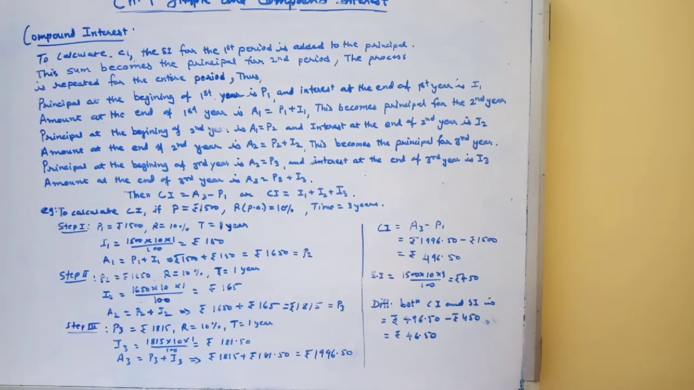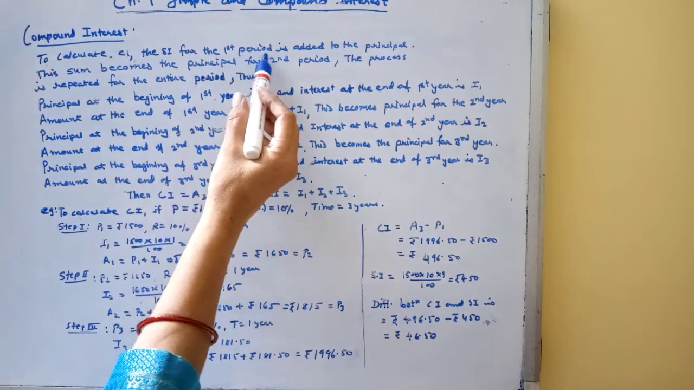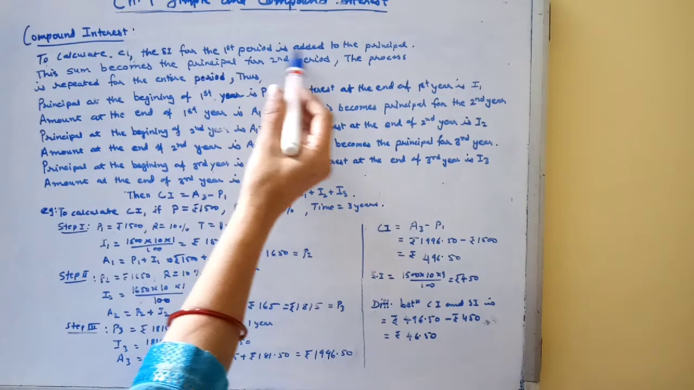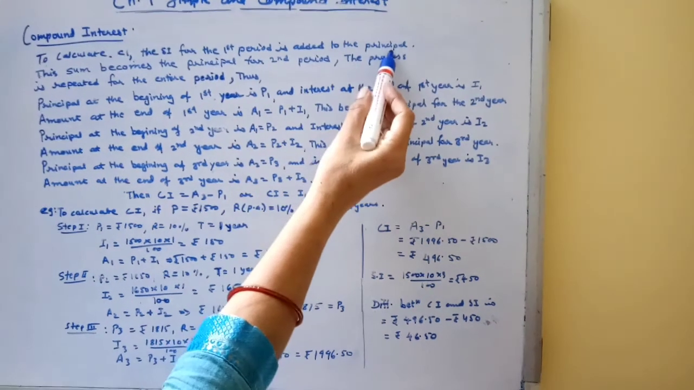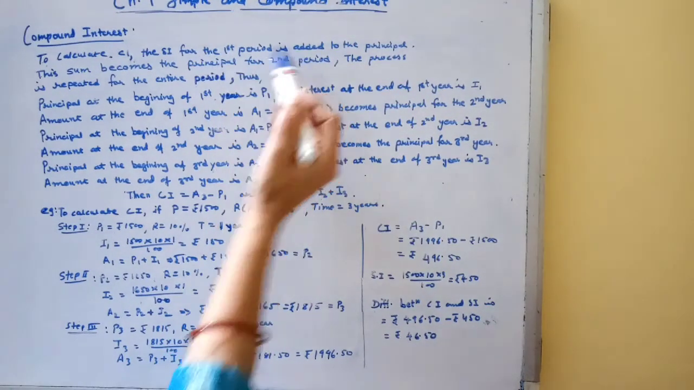Our next topic is compound interest. In this chapter, we will learn how to calculate compound interest with the interest compounded annually only. Now look at the board. To calculate compound interest, the simple interest for the first period, that is the first year, is added to the principal. Now we will get the amount for the first year.